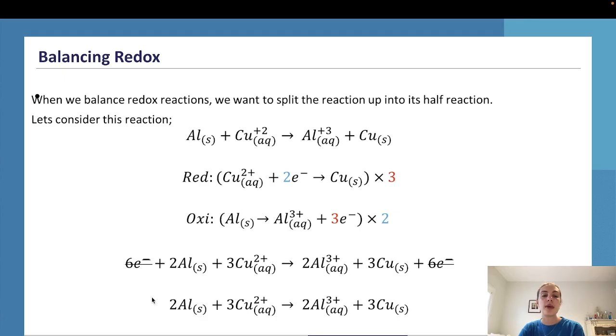So the final thing that we do is we just cancel out anything which has any double ups. So we've got 6 electrons on each side, so we can cancel those out because we just have a net change in electrons that we don't need to actually show there. Then we end up, as a final redox reaction, with 2 aluminium solid plus 3 copper 2 plus makes 2 aluminium 3 plus, 3 copper solid.